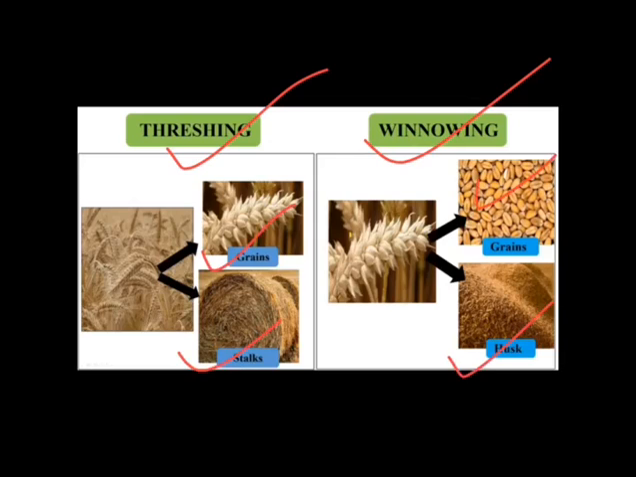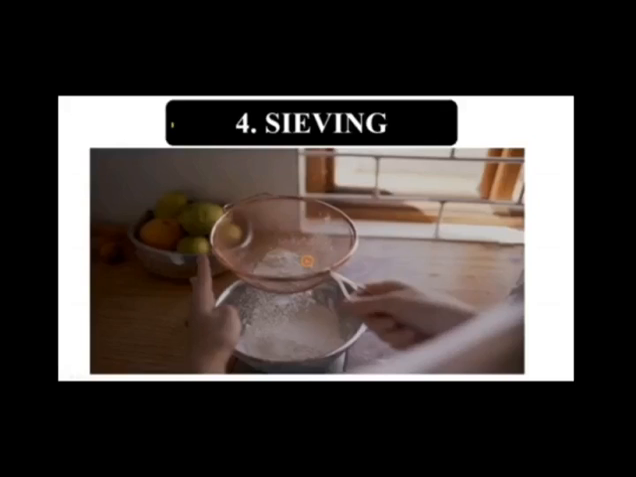Okay, so now you have understood the clear difference between threshing and winnowing, right? So the next method of separation which we have to study is sieving. Okay, and what is sieving? This is sieving. You have seen your mother doing this almost every day before making chapati for you, right? So can you tell me what is she doing?